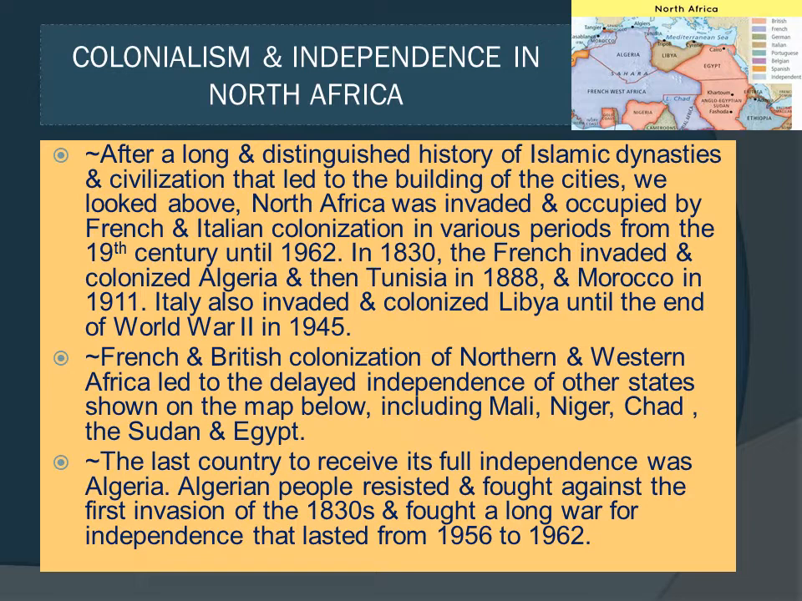French and British colonization of northern and western Africa led to the delayed independence of other states shown on the map below. So you can see that map in your textbook, including Mali, Niger, Chad, the Sudan, and Egypt. The last country to receive its full independence was Algeria. Algerian people resisted and fought against the first invasion of the 1830s and fought a long war for independence that lasted from 1956 to 1962.